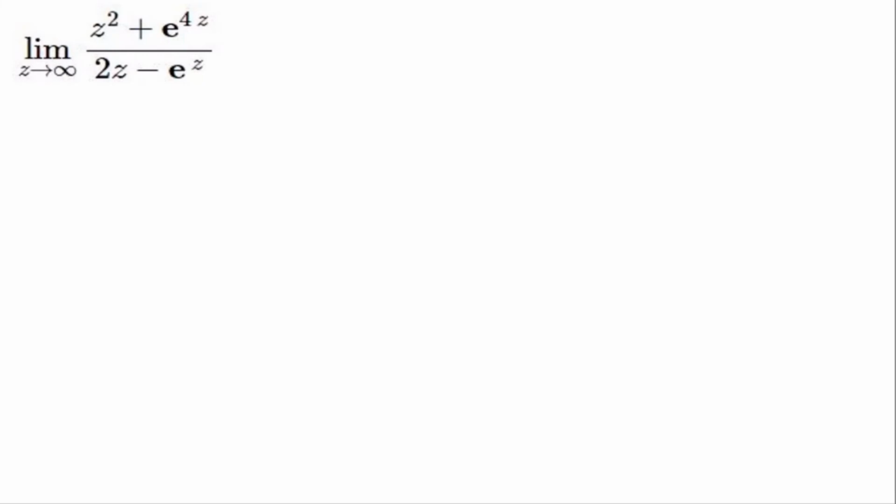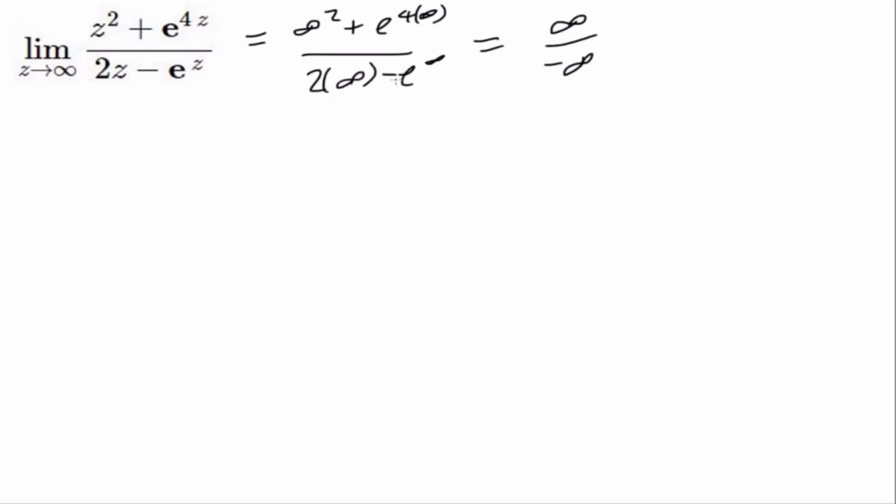Our final question, quite a tricky one, is the limit of z towards infinity of z squared plus e to the 4z, all over 2z minus e to the z. The first thing we're going to do is see if we can apply L'Hopital's rule. So we put our infinity in: infinity squared plus e to the 4 infinity, all over 2 infinity minus e to the infinity, which we can probably all see is just infinity over minus infinity, because exponentials go faster than infinity. But this proves that we can use L'Hopital's rule.